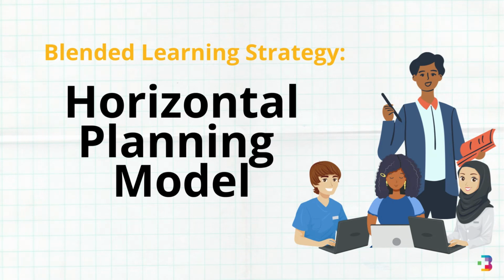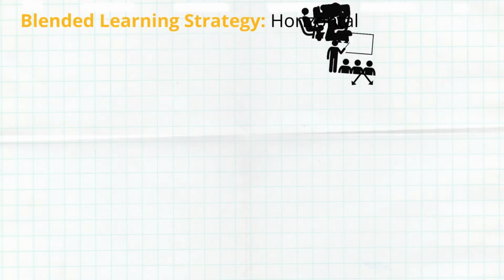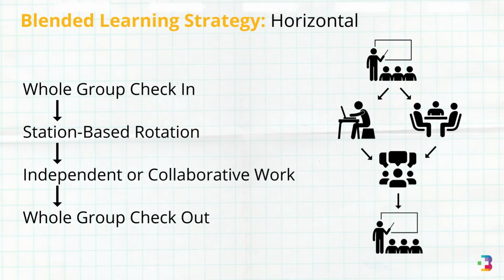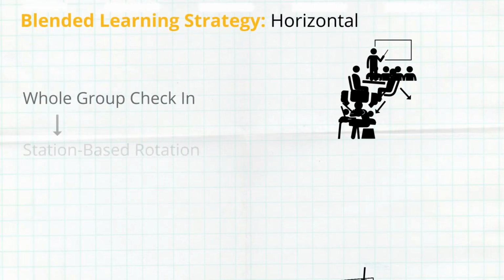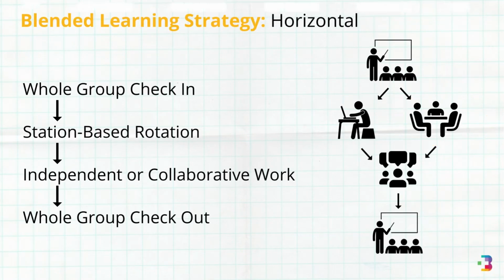Now let's explore a horizontal planning approach to blended learning. This approach works well when the content is non-linear and students do not need to learn concepts or skills in a particular order. It also works well when there are varieties of content and students can take a deeper dive into one variation as a way to gain insight into others.